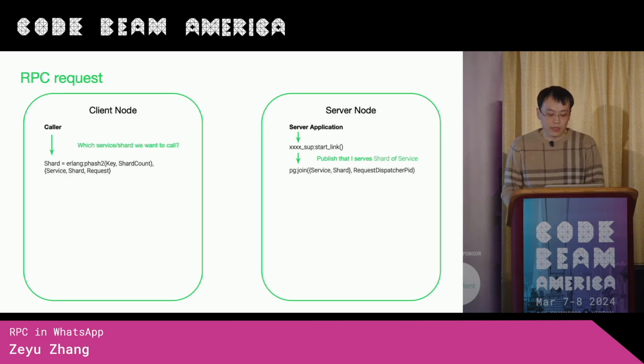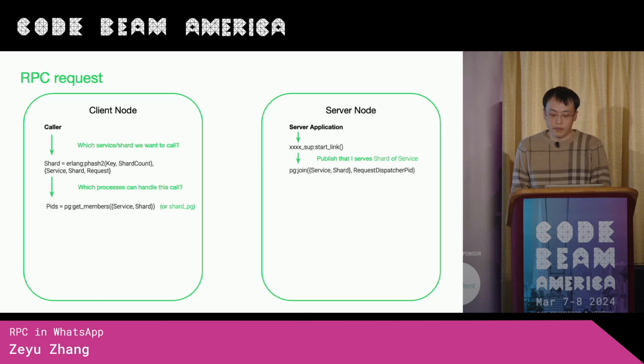Then on the client side, when the caller wants to make a request, first it needs to know which service and which shard to call. Typically, it's very obvious which service you want to call for a specific request. But the shard we pick is usually the phash of the key. And even for stateless services, we still assign a key for it, which is a quick timestamp, to balance the traffic to different shards.